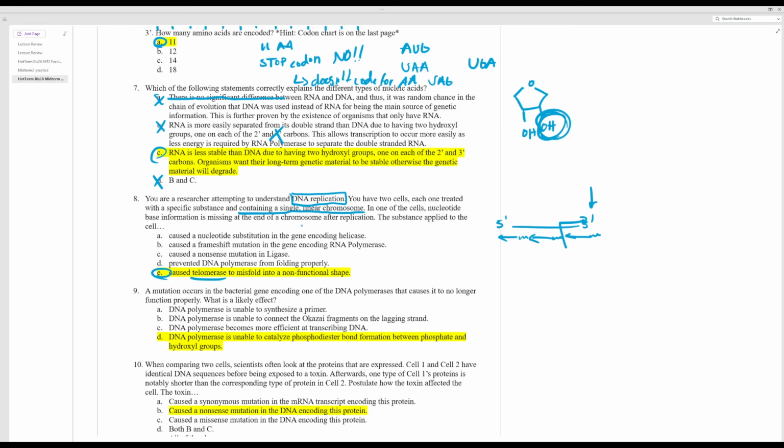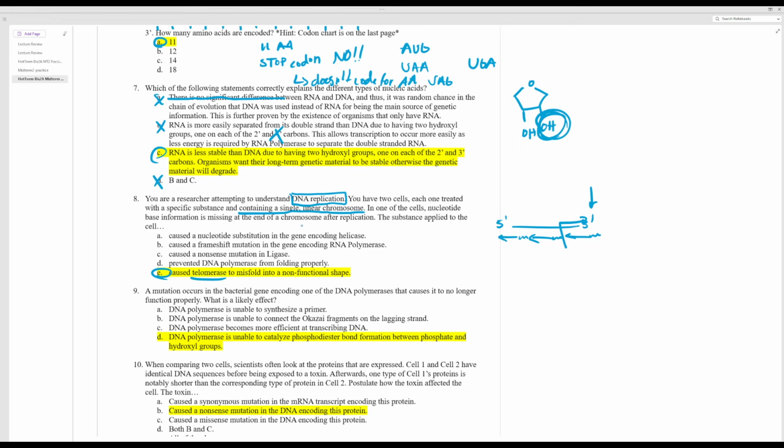B, caused a frameshift mutation in the gene encoding RNA polymerase. Okay, if this was the case, then you probably wouldn't get RNA polymerase, which means how is DNA replication occurring? There's no way DNA replication can occur if RNA polymerase is not functional, because all the things you need for DNA replication are proteins. So if your RNA polymerase is non-functional, you're not going to be able to get those proteins.